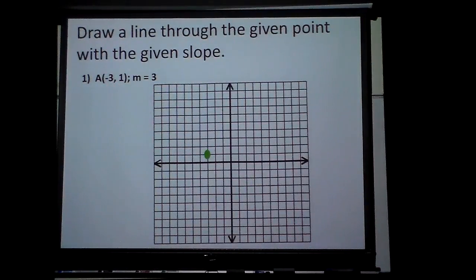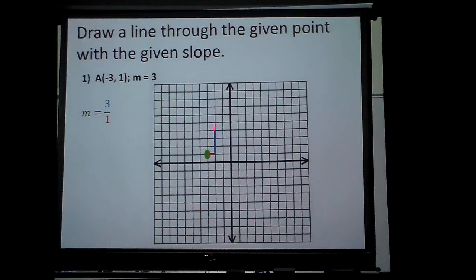So let's put a dot at negative 3, 1. All right, nice green dot there, easy to see. And my slope is 3, which is the same thing as 3 over 1. Remember, slope is rise over run, or the change in y's over the change in x's. So first thing I'm going to do is my x, which is the 1, is going to go over right 1, positive. And 3 would be positive, it's going to go up 3.